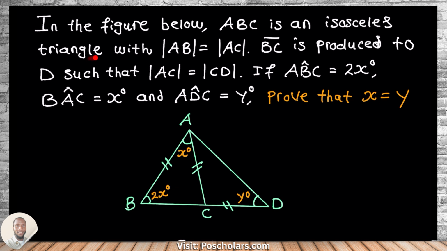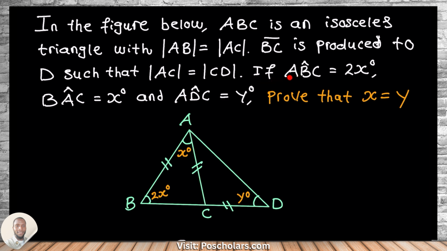Let's read on. With side AB equals side AC, we have established that BC is produced to D, such that AC is equal to CD. So that makes triangle ACD an isosceles triangle, with this side and this side being equal.